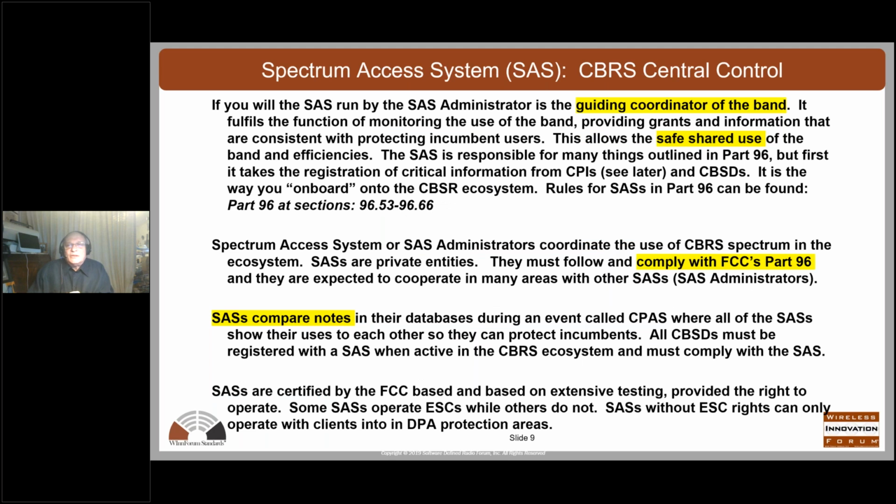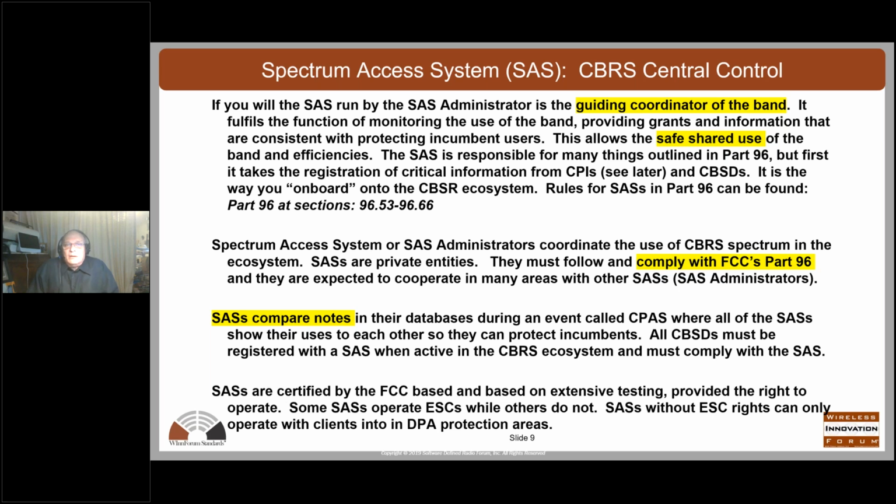All right, the spectrum access system is a really important component to CBRS. It is the central control location. It is the guiding coordinator of the band. But one thing you have to know about SASs is they are also private businesses. And there are a number of SASs that operate, and they operate a little bit differently, each one of them having their own offerings. But they're all governed by Part 96, and they all substantially follow the WInnForum standards.